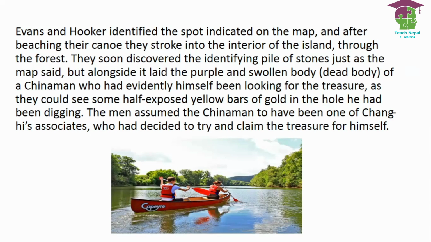They soon discovered the identifying piles of stone there. त्यहाँ चाहिँ ढुङ्गाको चाङहरू देख्यो उनीहरूले, just as the map said, म्यापमा भने जस्तै, but alongside it lay the purple and swollen body. जब उनीहरू त्यो pile of stone ढुङ्गाको त्यो चाङ भए ठाउँमा पुगे, they saw a dead body of a Chinaman who had evidently himself been looking for the treasure. जो चाहिँ त्यो treasure आफै खनिरहेको थियो. As they could see some half exposed yellow bars of gold in the hole he had been digging.